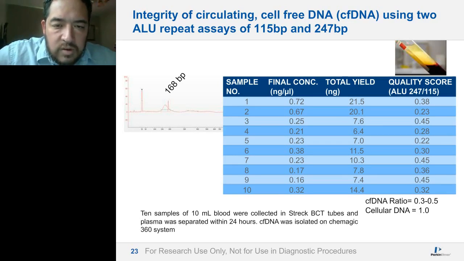So what they did was generate a 115 base pair amplicon that represents the circulating cell-free DNA, whereas the 247 base pair amplicon represents a genomic DNA background. By doing this, when you look at the final concentration of DNA, which is found in this column here, that is derived from the 115 base pair amplicon. So essentially you get the concentration, and thus you can calculate the yield. The quality score then is a ratio of the amount of amplification from the 247 divided by the 115 amplicon.